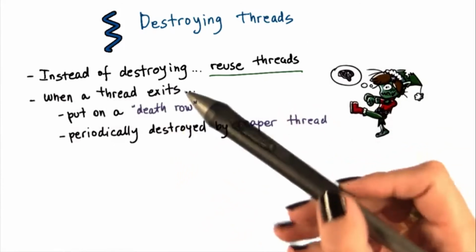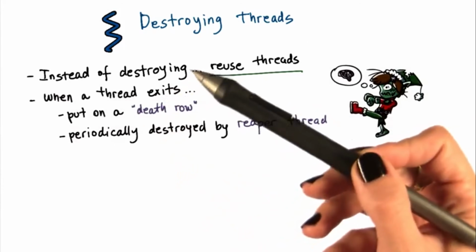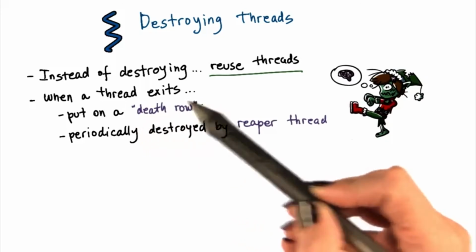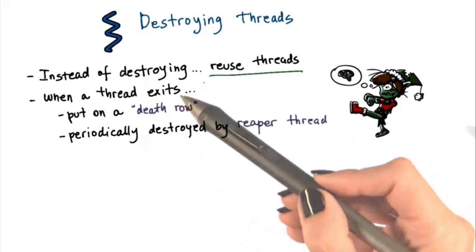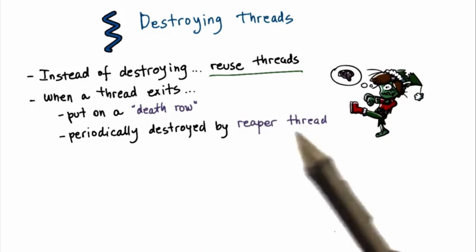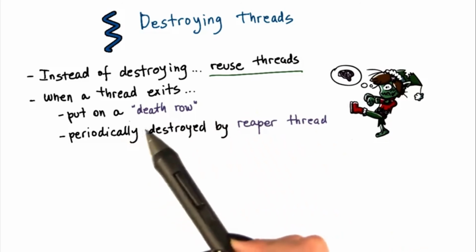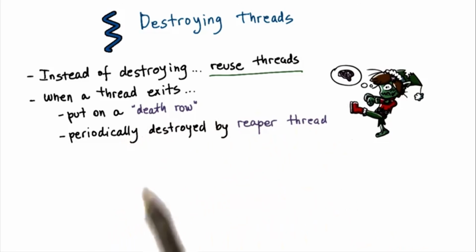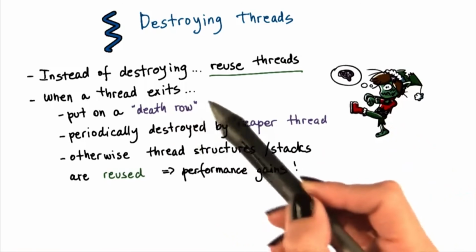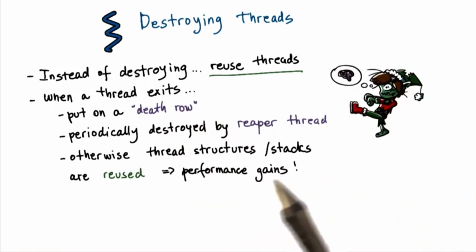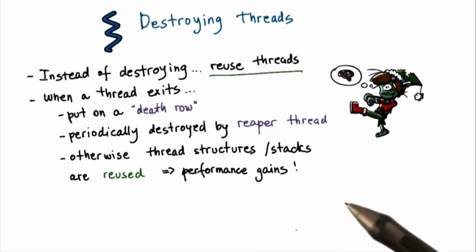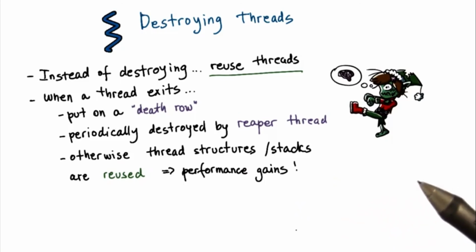The way this is done is that when a thread exits, it's not immediately destroyed. The data structures are not immediately freed. Instead, the thread is marked as being on death row. And periodically, a special reaper thread will perform garbage collection, which means that it will go ahead and free up all of the data structures associated with the threads on death row. If a request for a thread comes in before the thread has been properly destroyed from death row, then its data structure and stack can be reused, and this will lead to performance gains since we don't have to wait for all the allocations.